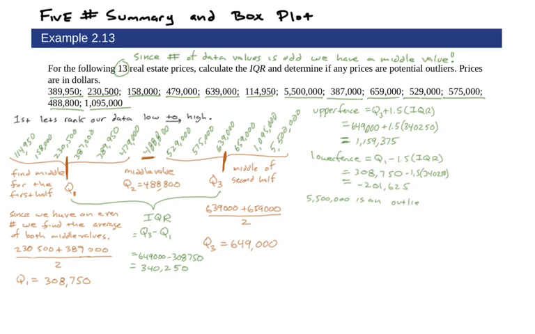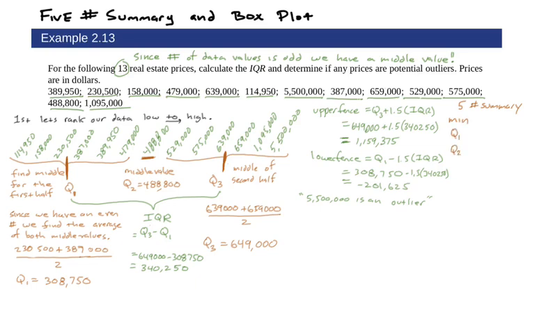So we could see from here that 5.5 million is going to be an outlier. Okay. Now, this was probably obvious, that number stood out. Maybe the one that wasn't as obvious was that 1,095,000 there, right? And so this tells us that we're within that upper fence. So that guy, although it's pretty high, it's not considered an actual outlier.